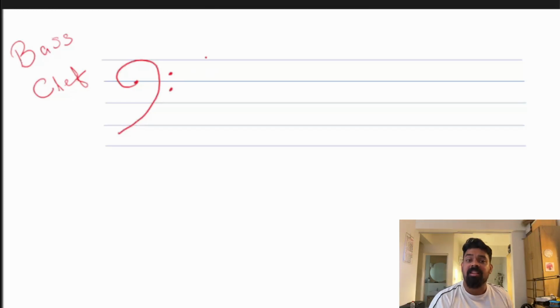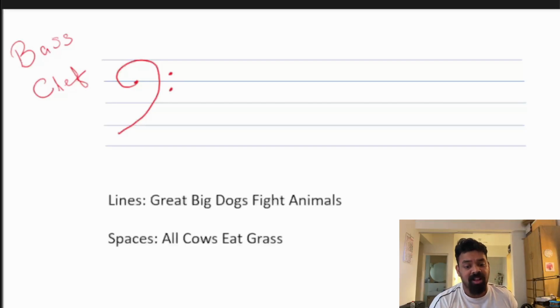So now let's learn the sentences for the lines and the spaces of the bass clef. We have again two sentences that we have to remember. For the lines, it is "Great Big Dogs Fight Animals," and for the spaces, "All Cows Eat Grass." So we need the first letter of all the words that we have learned here: G, B, D, F, A and A, C, E, G.